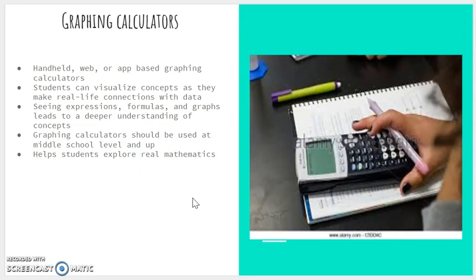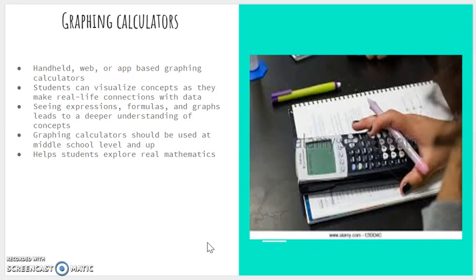Seeing expressions, formulas, and graphs leads to a deeper understanding of concepts. So if students are confused, they can use calculators to help them visualize concepts and then avoid being more confused later on. Graphing calculators should be used at middle school level and up. For example, middle school is usually when students start working on algebra, and algebra contains lots of graphs, so they can use these calculators to help them understand concepts being taught.